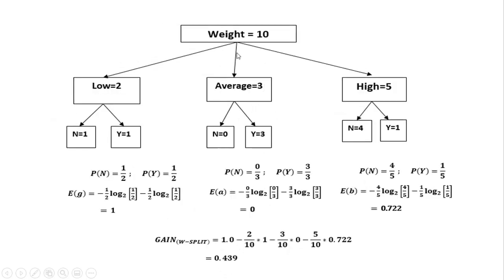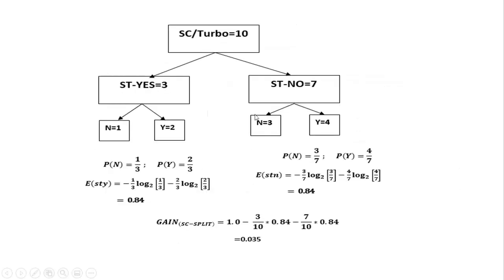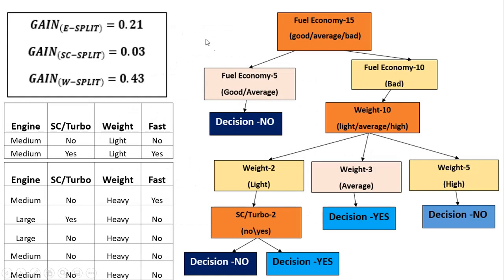Similarly for weight, this is our original entropy, subtracting this entropy. In a similar way we found it for the other attributes. So finally we got the information gain for the engine attribute, the SC turbo attribute and the weight attribute. Here the information gain is more for the weight attribute, so we choose weight as our next decision node.